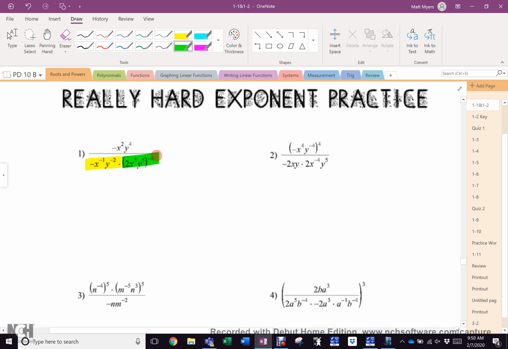The yellow part? Okay. Since those both have negative exponents, they can't be there. So where do they go? To the top. So you're going to have negative x to the negative 1, right? But not negative x, right? It's negative x to the negative 1. So that's going to become negative x to the 1, right?